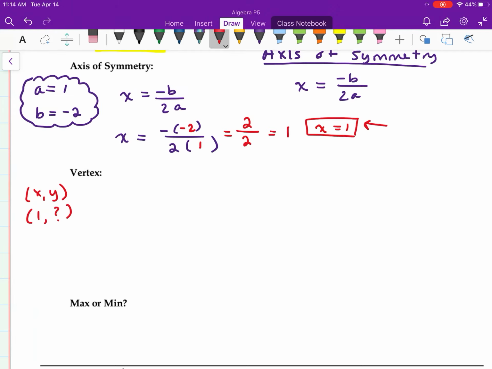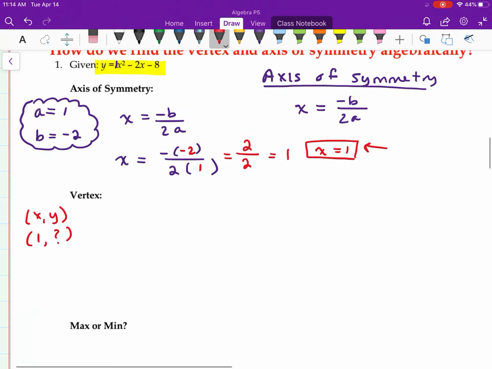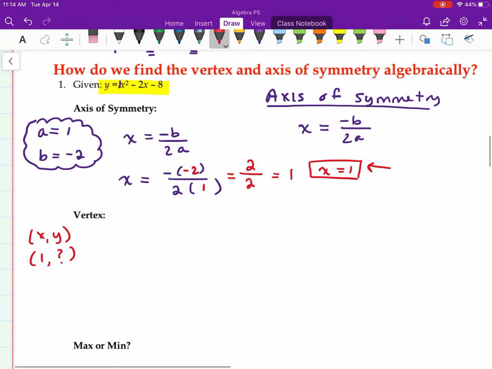Well, that's actually kind of easy to do, because the equation that I gave you is y equals x squared minus 2x minus 8. So write the equation down again. Y equals x squared minus 2x minus 8. That was the quadratic equation that we were interested in finding the axis of symmetry for and the vertex. The axis of symmetry, we used this formula here and got x equals 1. So now to get the vertex, it's going to be 1 comma some number for y. And the y value is the number that you're going to get once you sub in 1 for x.